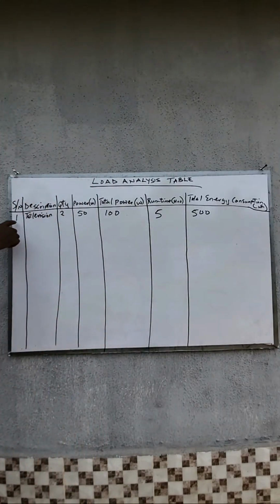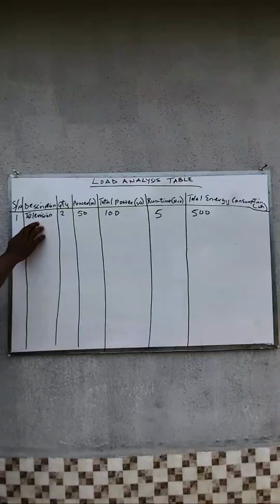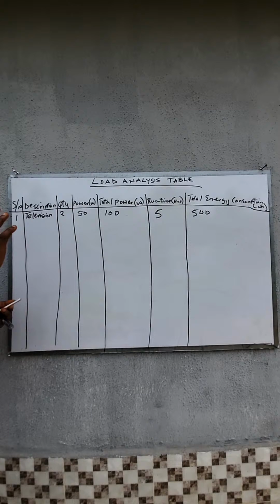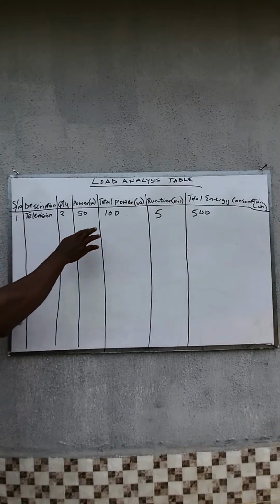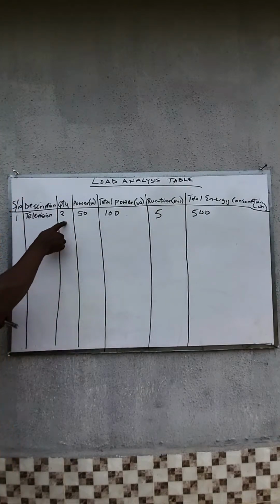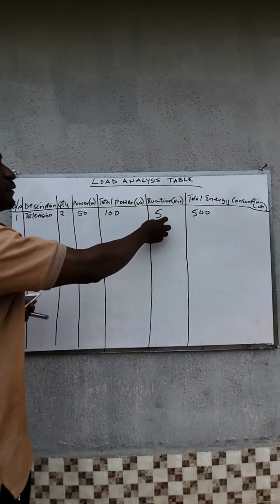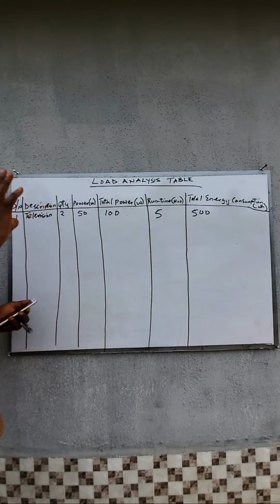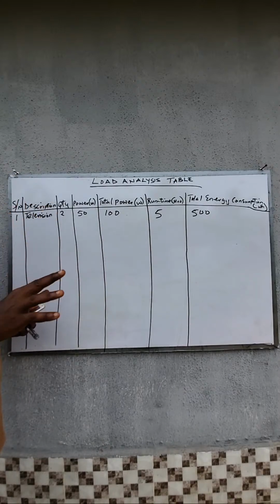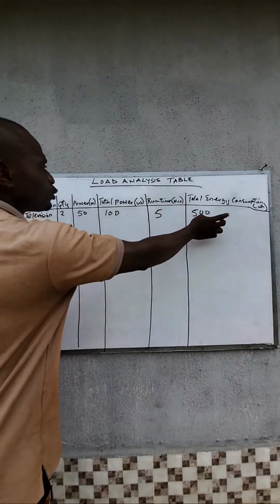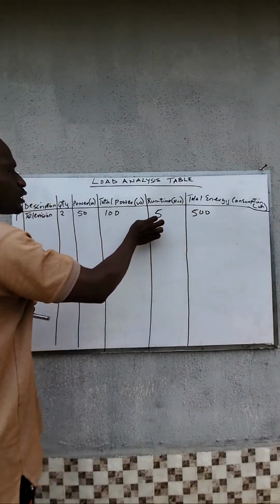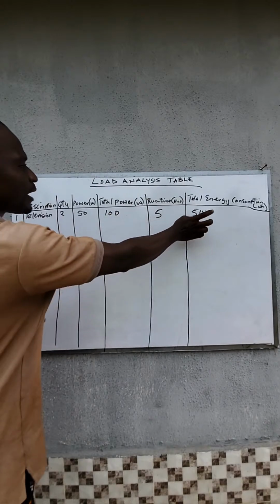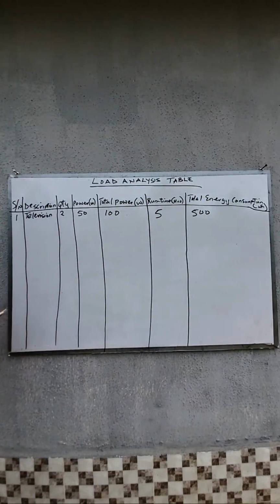So you can see that the first one, we have television. This is our television, and there are 2 in number. Their individual power rating is 50 watts each. Then their total power is 50 multiplied by 2, which is 100. Then we have the runtime hours. We want to make use of these 2 televisions for 5 hours every day. So to know the total daily energy consumption, you multiply the total power by the runtime, which is 100 multiplied by 5 to give us 500 watt-hours.